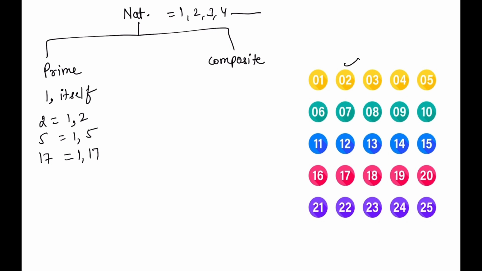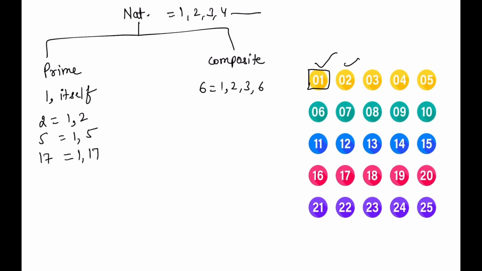Composite numbers are numbers with more than two factors. For example, 6. It has more than two factors: 1, 2, 3 and 6. So it is a composite number. But what about 1? 1 is neither prime nor composite because 1 has only one factor.